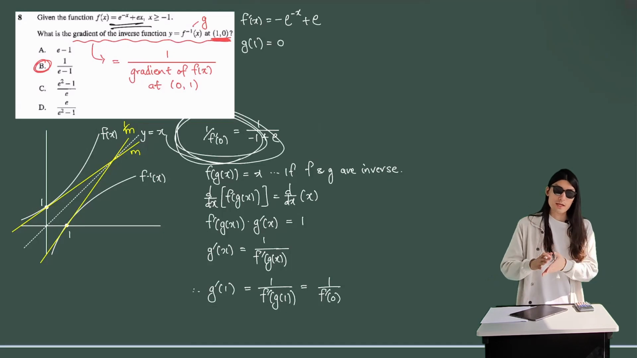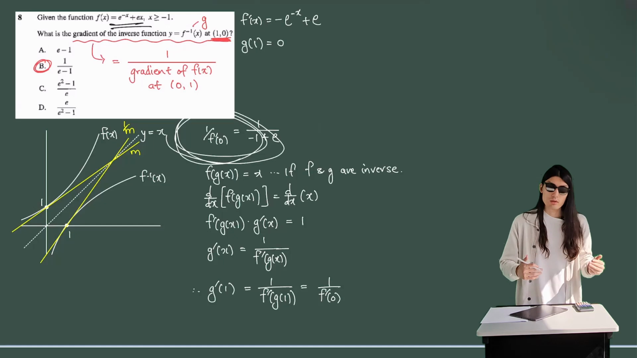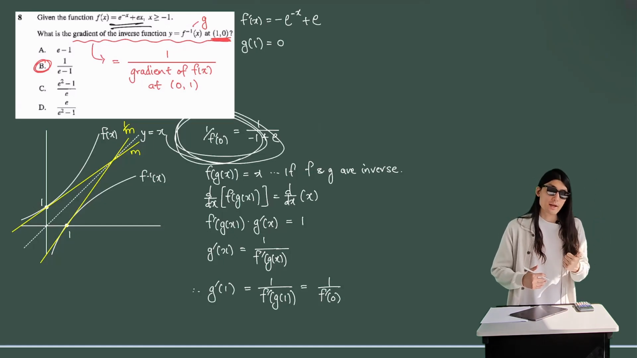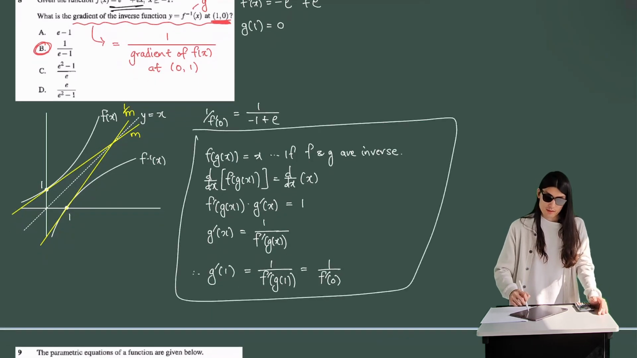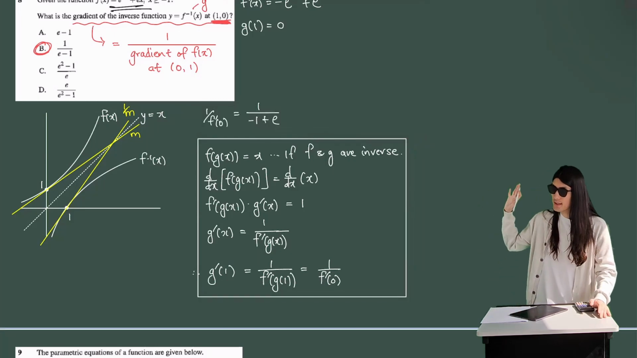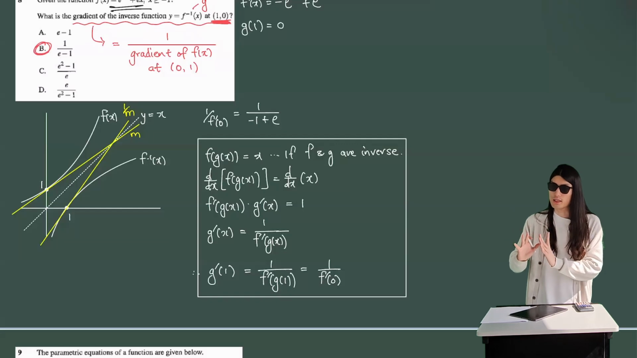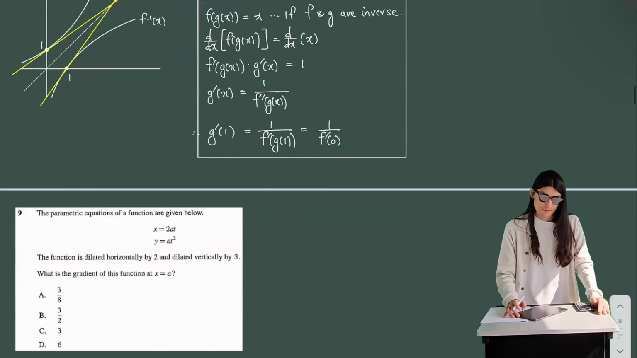g dash 1, gradient of the inverse function at x equals to 1 is equal to 1 over, so reciprocal of f dash 0, the gradient of f x at x equals to 0. Okay, that's the algebraic proof for it, algebraic way to show it. And again, that's also a thing that you guys need to remember and keep in mind. Okay, that's enough of that question.